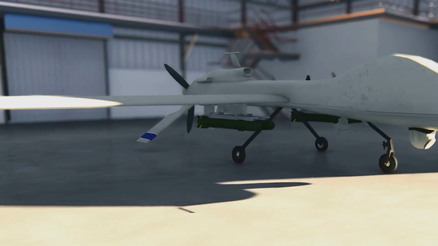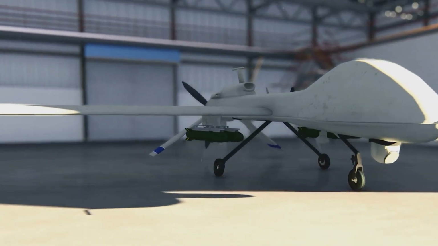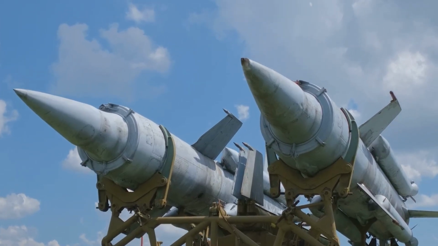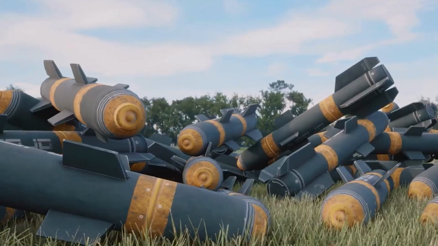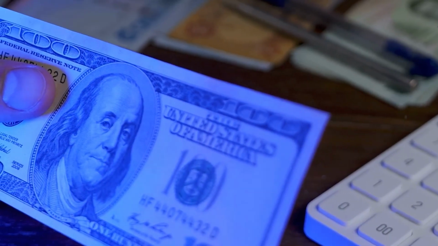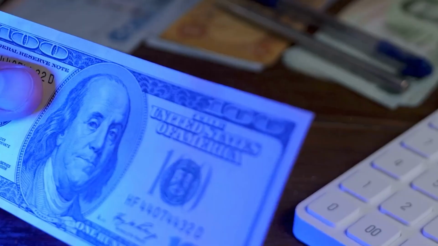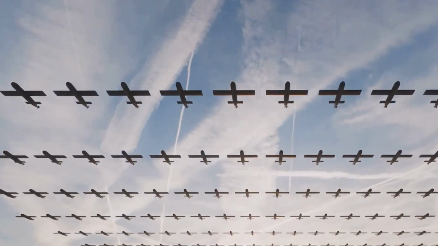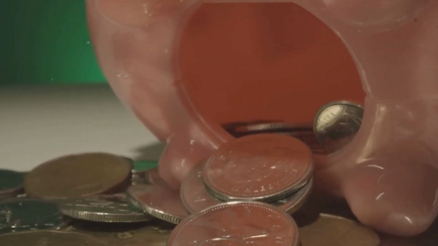Iran's Shahed 136 drones cost approximately $20,000 to $50,000 per unit. A single Patriot interceptor missile can cost up to $4 million. Iron Dome interceptors range from $50,000 to $100,000. In practical terms, for every dollar Iran spends, the US and Israel may be forced to spend exponentially more. If Iran deploys hundreds of low-cost drones, the defending side must expend high-value interceptors at unsustainable rates. Over time, this drains billions from defense budgets. This is not about immediate destruction.